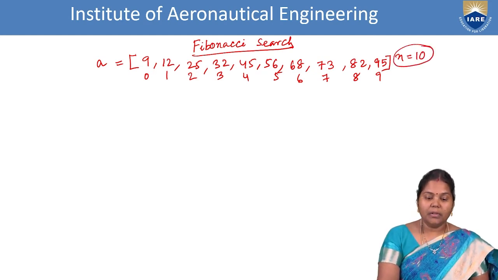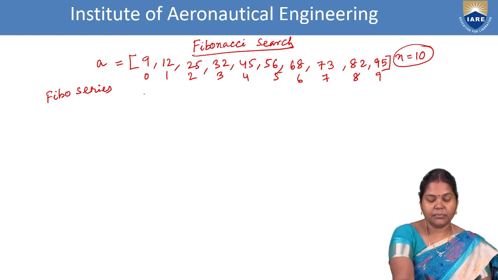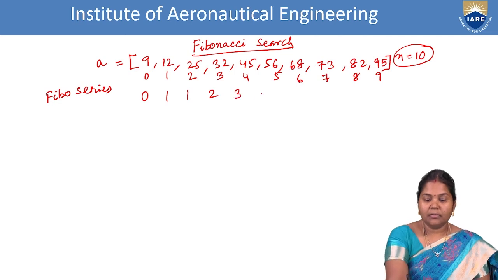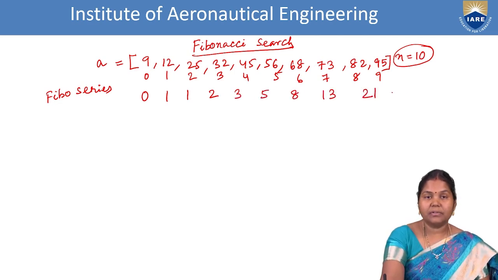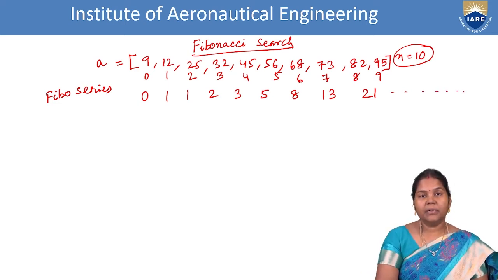Now, how to generate the Fibonacci series first? So, the Fibo series we can write down here like this: 0, 1, 1, 2, 3, 5, 8, 13, 21 and so on. This is the Fibonacci series we have written, where the next number is generated by adding the previous two numbers. So, Fibo of n is nothing but Fibo of n minus 1 plus Fibo of n minus 2.